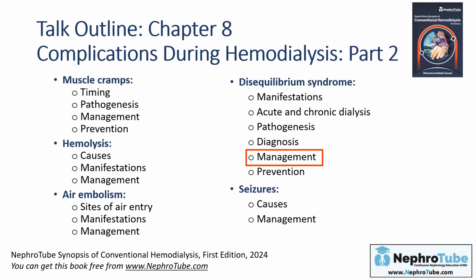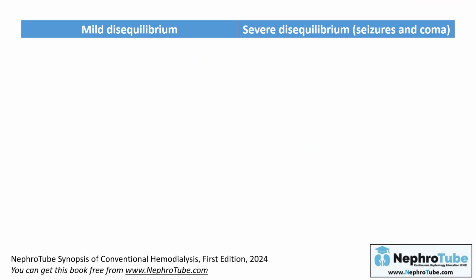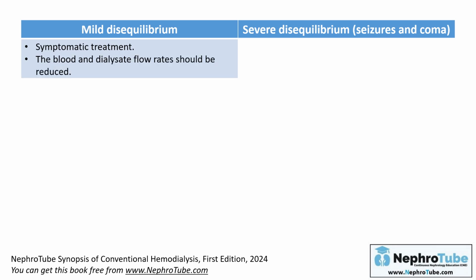The next point, what is the management of disequilibrium syndrome? This depends on the severity of disequilibrium syndrome. In mild disequilibrium, you can give only symptomatic treatment for nausea, vomiting, headache. You can decrease the blood and dialysate flow rate, especially the blood flow rate, because usually the dialysate is about 500, and this is enough. You can also reduce the ultrafiltration rate.